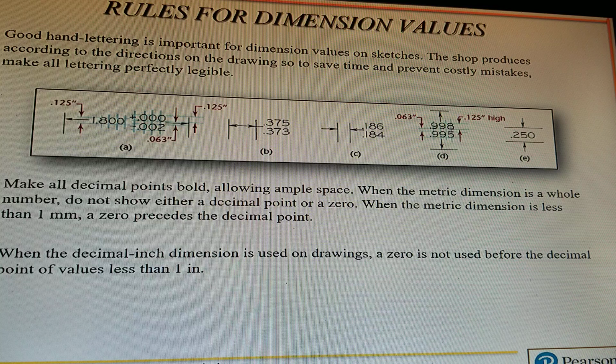Make all decimal points bold, allowing ample space. When the metric dimension is a whole number, do not show either a decimal point or a zero. When the metric dimension is less than 1 millimeter, a zero precedes the decimal point. When the decimal inch dimension is used in a drawing, a zero is not used before the decimal point of a value less than 1. So in that little ribbon there in the middle, there are examples of how to write out your text or lettering on a CAD drawing or on a drawing period.